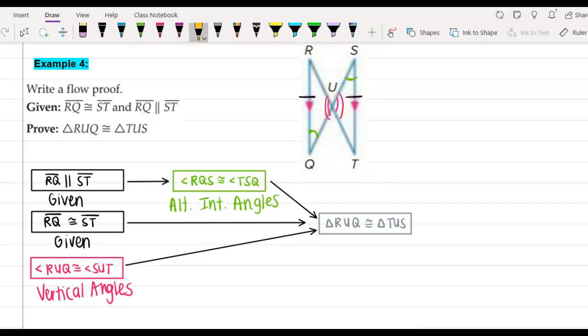Okay, so we have a side, we have an angle, we have an angle. So we're either going to pick angle, angle, side, or angle, side, angle. So we have to ask ourselves, is the side sandwiched between the two sets of angles? And it is not. So we are going to use angle, angle, side, because that side is not between the two angles.